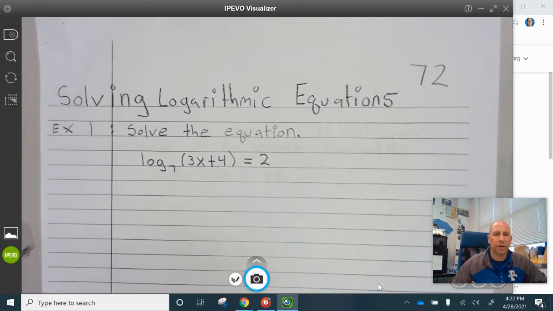Okay, Wildcat. Today we're at journal page 72, solving logarithmic equations. Example 1. Solve the equation.